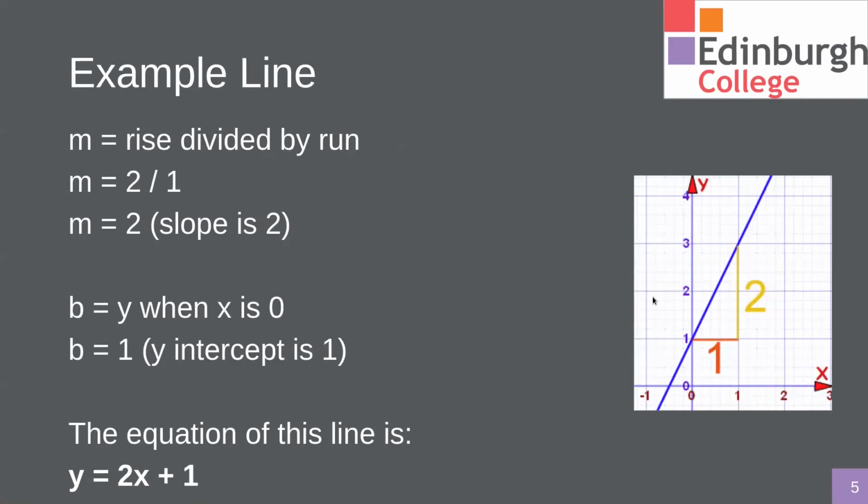Right, so here's an example line, and we have the rise of 2 and the run of 1. So m, the slope on this line, would be 2 divided by 1. Anything divided by 1 is just itself, so m is 2. And then the y-intercept, the point where the line crosses the y-axis, is 1. So the equation of this line shown in the graphic here is y equals 2x plus 1.